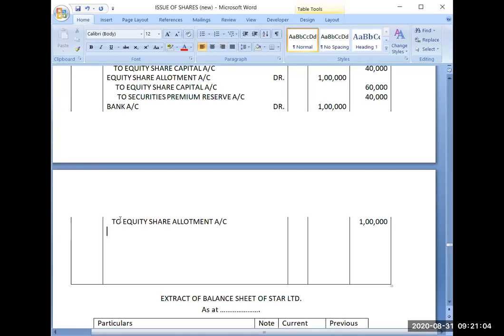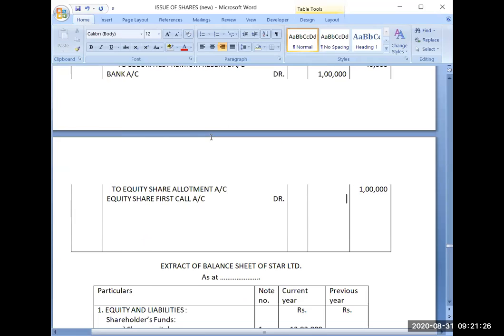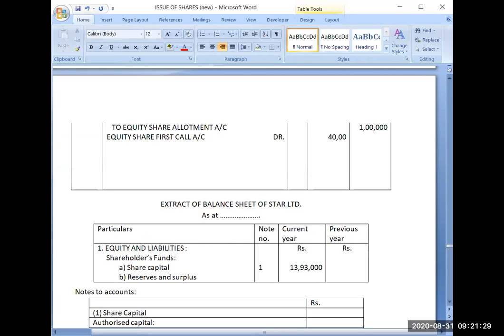Now coming to first call due. Equity share first call account debit. And 20,000 shares are there. And first call is of how much? First call is rupees 2 per share. So the amount will be here 40,000 again, to equity share capital account. So 40,000 will be due here.